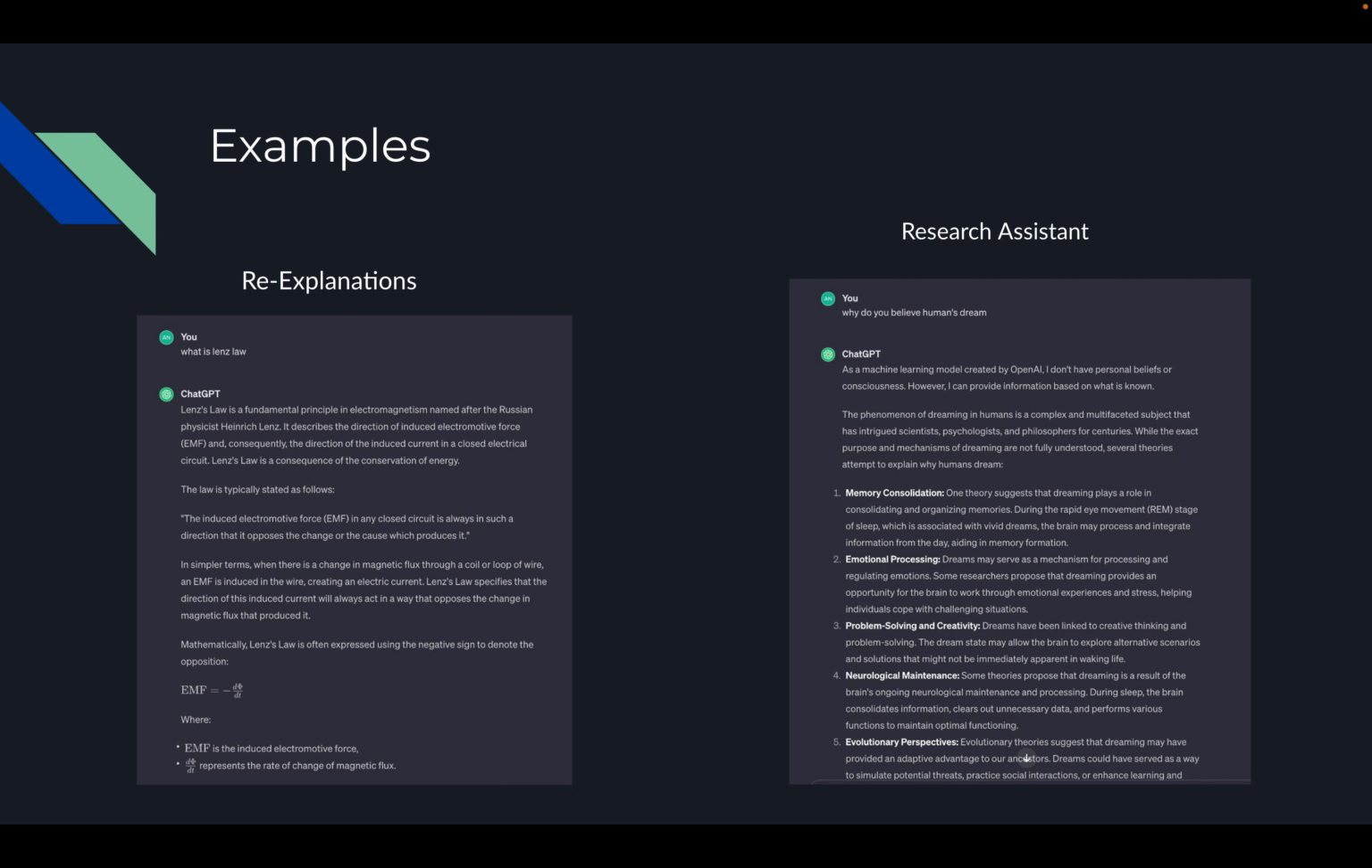And here's an example of it being used as a research assistant as well. I asked it a question that not even humans know, just to see what it would say. So, why do you believe humans dream? And it gives you a couple different things. It first says it doesn't have personal beliefs, but it can provide some information based on what is known. So memory consolidation, emotional processing, problem solving and creativity, etc. It gave about 9 different reasons, which is just cool to show that although it isn't intelligent on its own, it can still come up with some ideas based on information fed to it. So it is a really good research assistant for that as well.